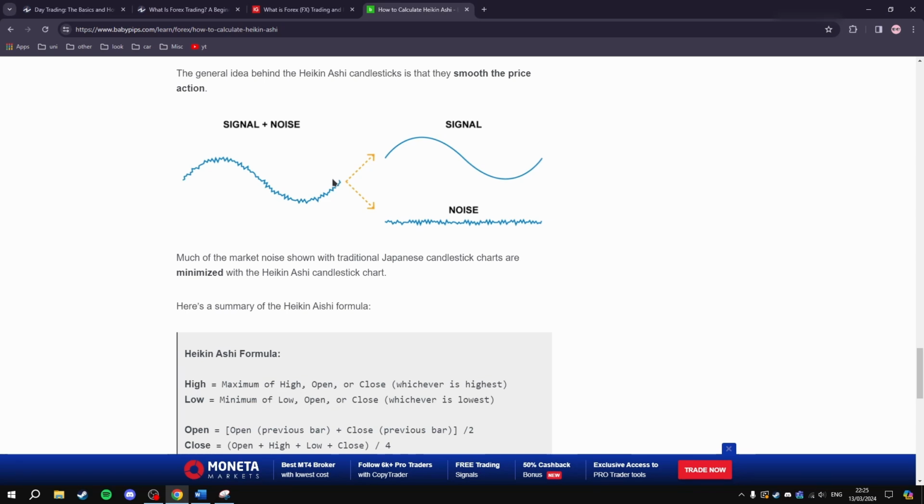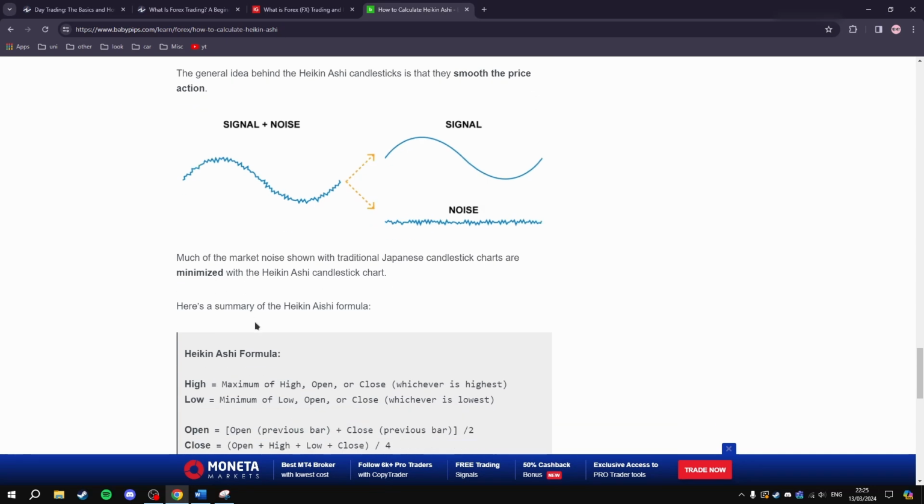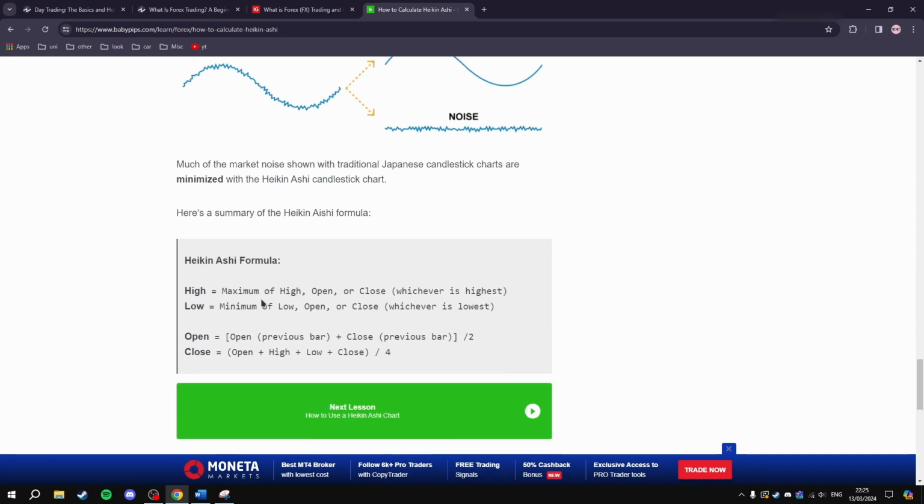The general idea behind the Heikin Ashi candlestick is that they smooth the price action. Signal plus noise, so divided into signal and noise. Much of the market noise shown with traditional Japanese candlestick charts is minimized with the Heikin Ashi candlestick chart. Here's a summary of the Heikin Ashi formula.